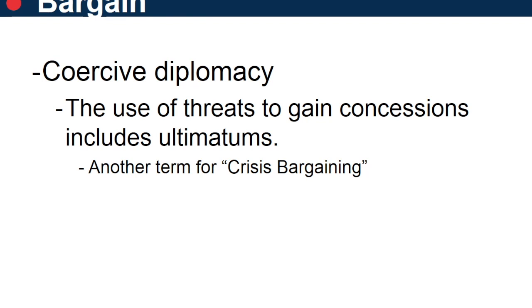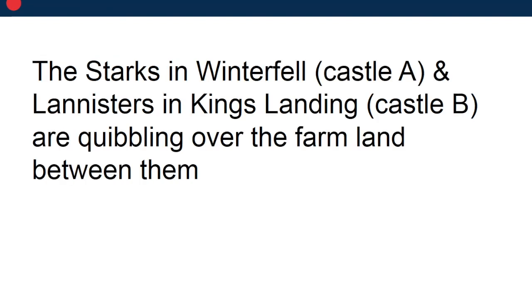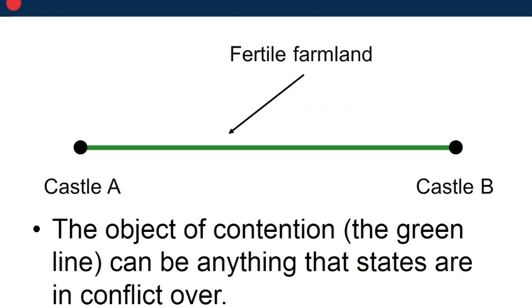Now, there's a model that we can use to be able to put this into terms that we can all understand. Okay, I like Game of Thrones. So let's just figure that the Starks are in Winterfell in Castle A. The Lannisters are in King's Landing. Okay, now they're fighting over this farmland that's centered between Castle A and Castle B.